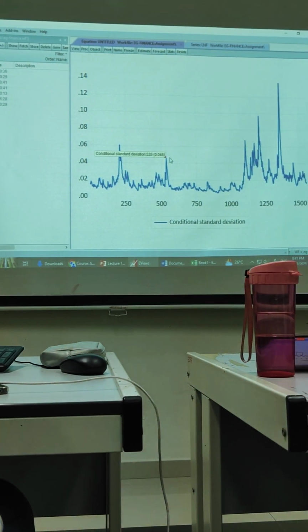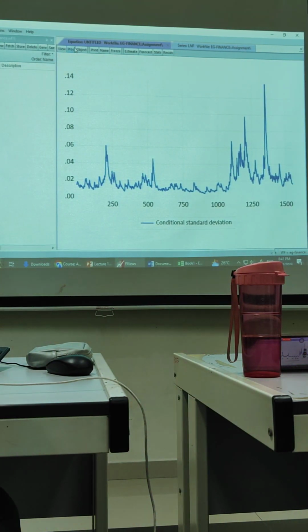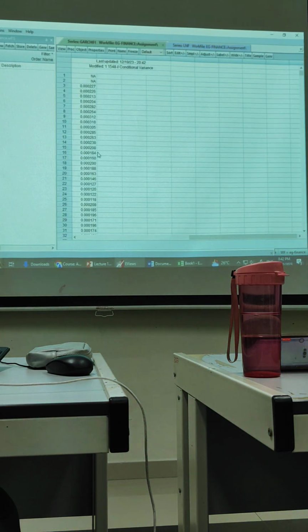So how can I get this series? Again, you can generate it. You go to the plot and then make the GARCH variance series. Again, this is GARCH. Then you click OK. This is my GARCH series. So in my Word file here, I have ARCH and I have GARCH.